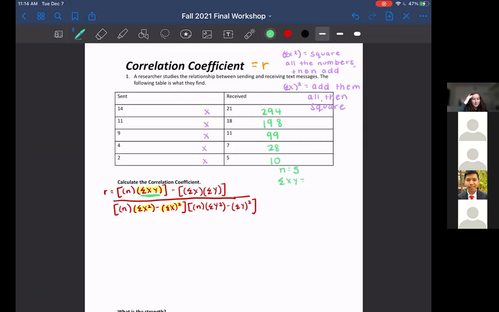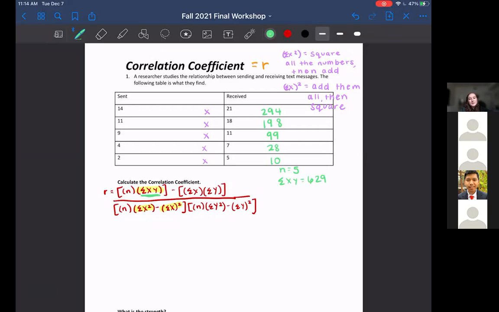So can anyone plug that into their calculator and tell me what they get? 629. Good, yeah, okay, so that just means the sum of x times y is 629.